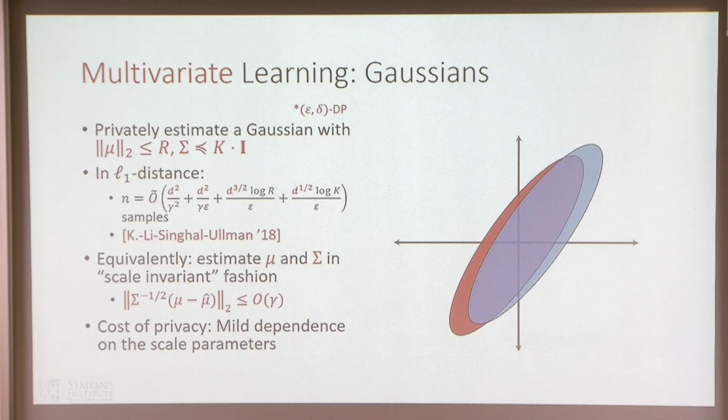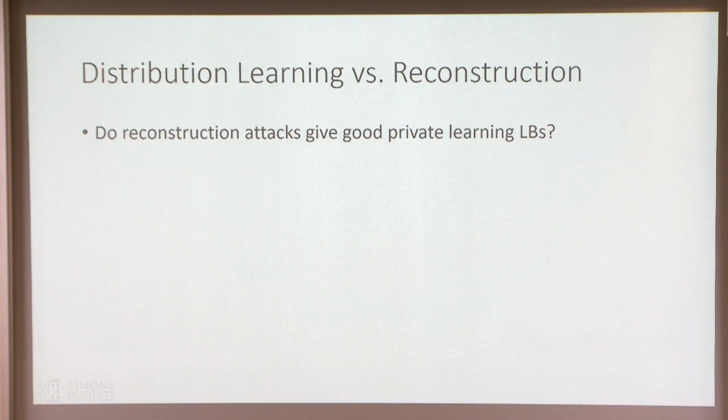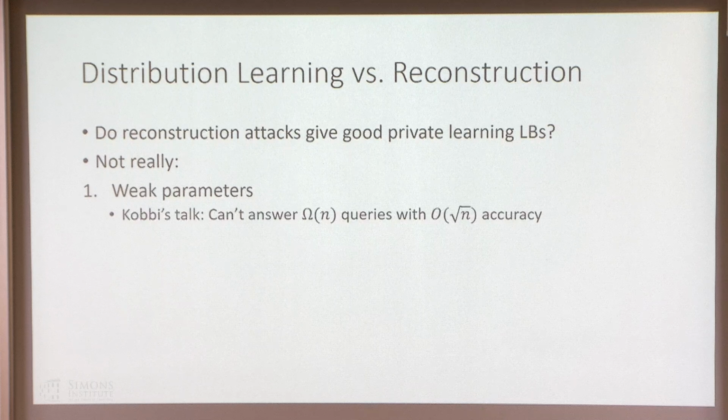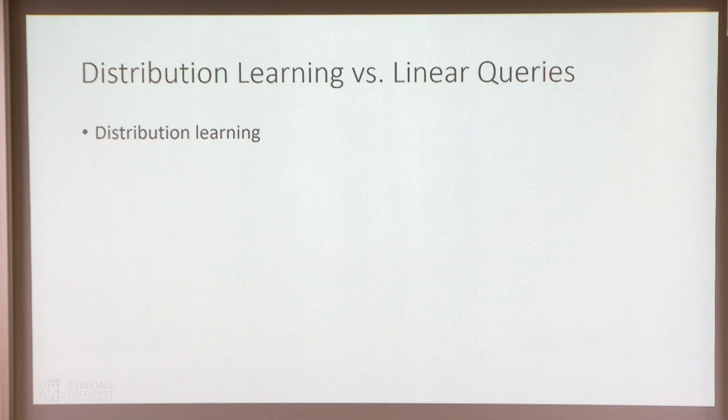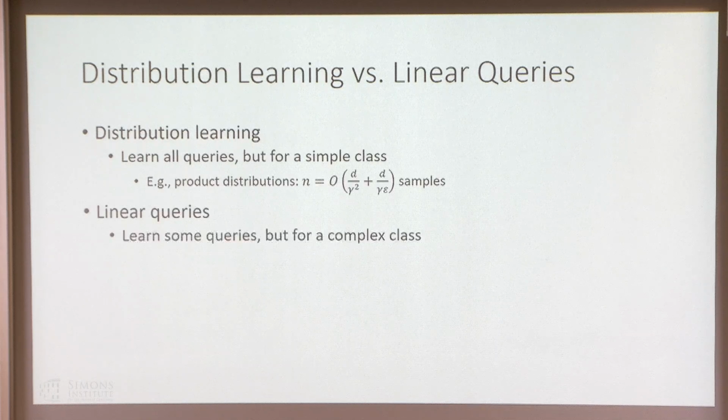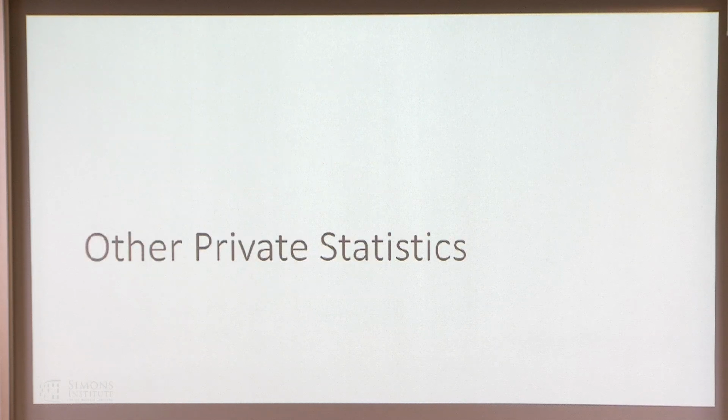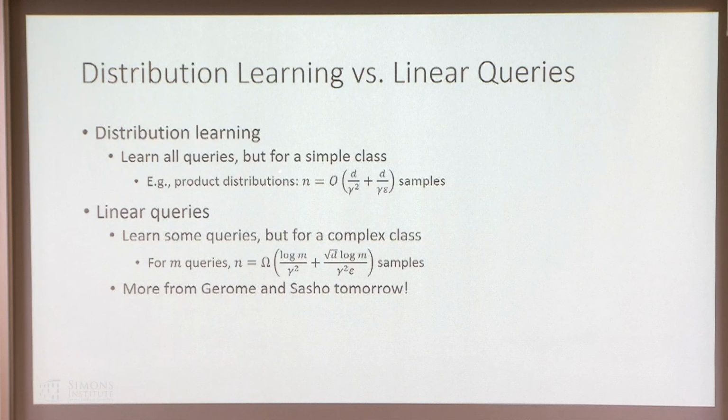Okay, I had some slides on distribution learning versus reconstruction. I'm running out of time, so we can talk about this more offline, including why reconstruction attacks don't really give good private learning lower bounds. Also, distribution learning versus linear queries. They're different questions in the sense that in one, we learn all queries but for a simple class. The other one, you learn some queries but for a complex class. Again, happy to talk about this more offline.